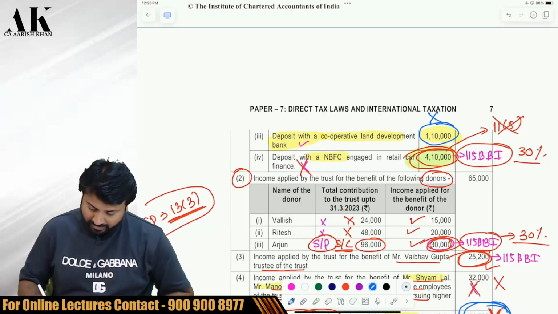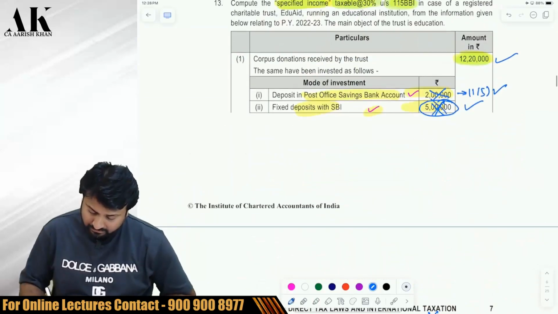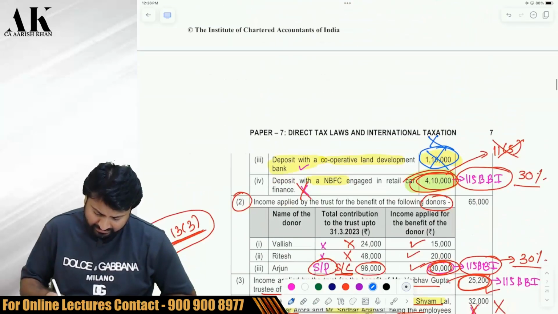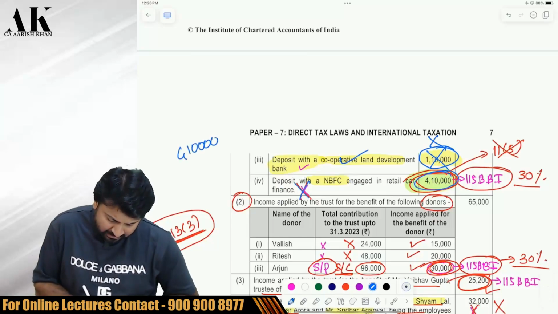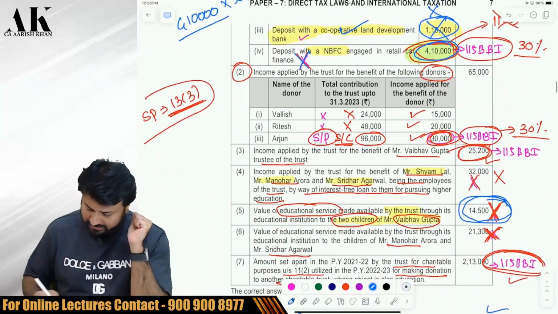So in the first points, this will not be taxable, because these are covered in 11(5). The last one is not covered in 11(5). Therefore 4,10,000 will be taxable at 30%. Is it clear? I hope it is clear to all of you.